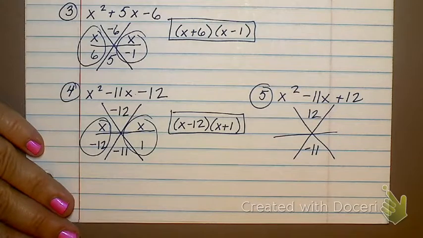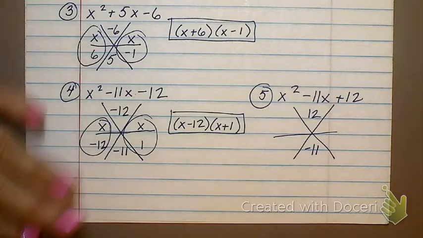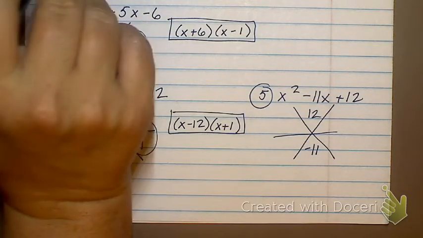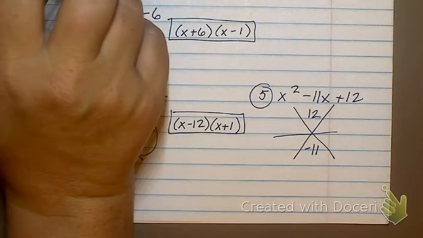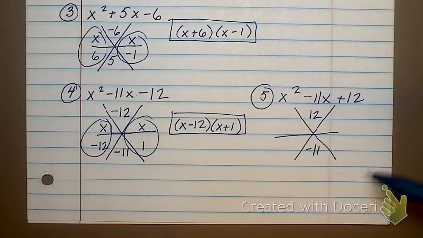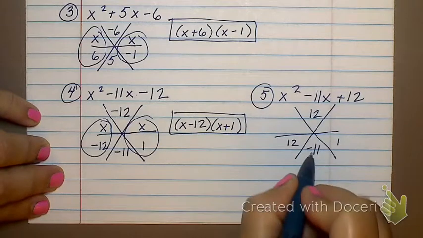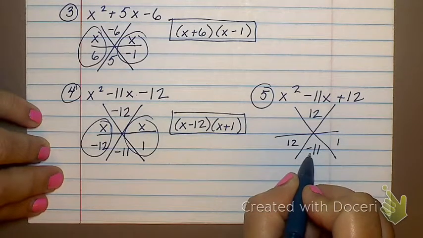Two numbers that multiply to get 12 and add to get negative 11. Well, let's see. 12 is 6 and 2, 3 and 4, or 1 and 12, right? 6 and 2 and 3 and 4 are not going to get me 11, so they're no help. It's 12 and 1 are my only options, right? So if I put 12 and 1, the only way I could get negative 11 is what?